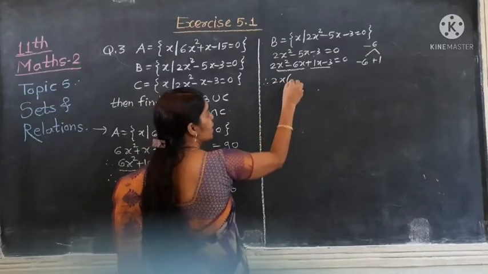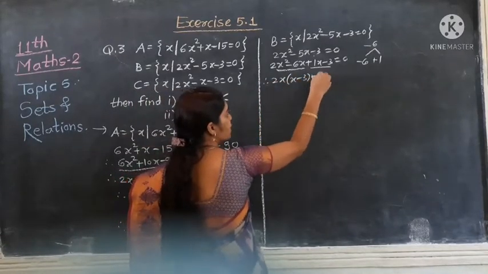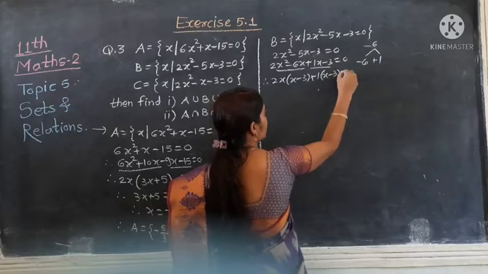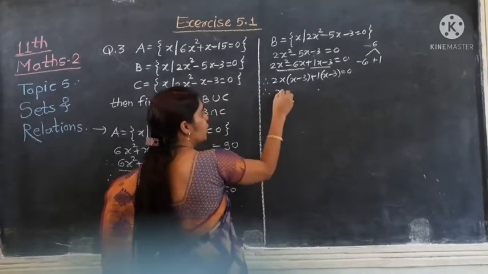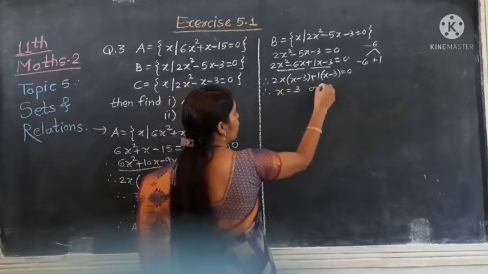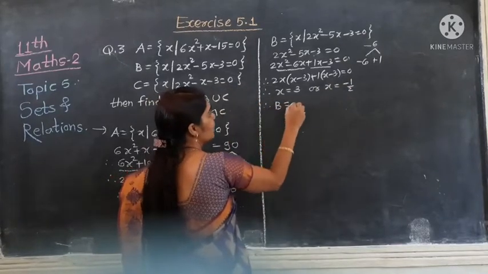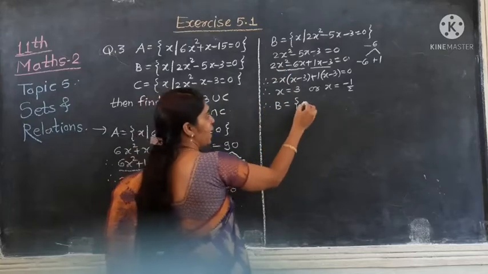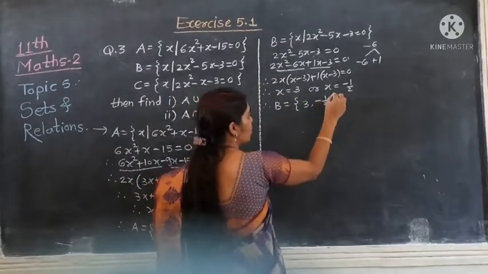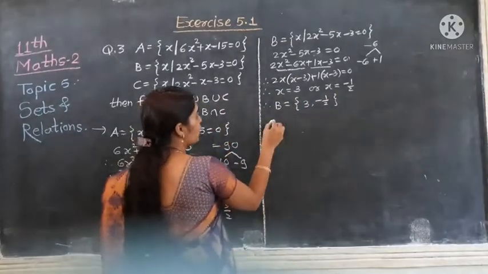Common is 2x, x minus 3 plus 1 remains, x minus 3 is equal to 0. Therefore, we get x is equal to 3 or x is equal to minus 1 upon 2. I directly write here, okay. So we get the set B as 3 and minus 1 upon 2. Similarly, you calculate the C set.